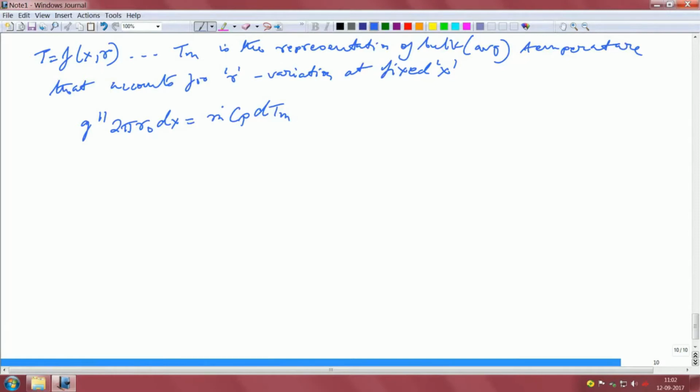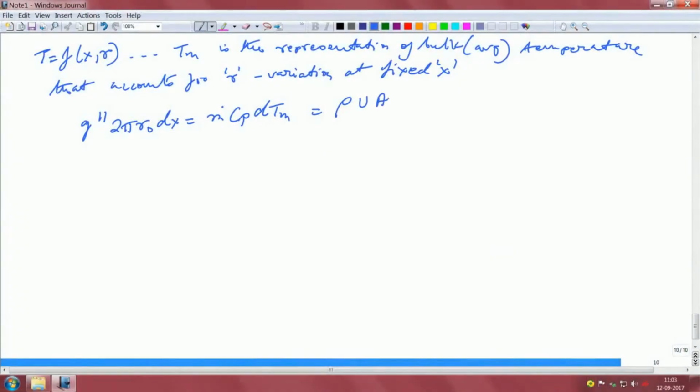Now what will be your m dot in this particular case? m dot can be represented by the average axial velocity that we just derived a few moments earlier. So this can be written as rho um A, into Cp into dTm. Got it? Or in other words, you get dTm by dx is given by 2q double prime divided by r naught rho Cp um.